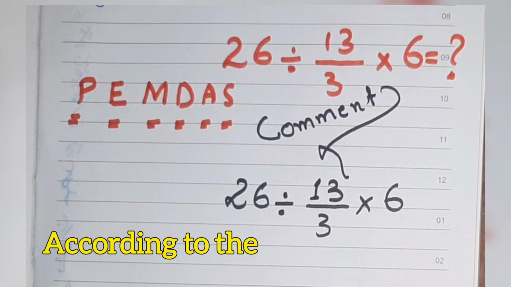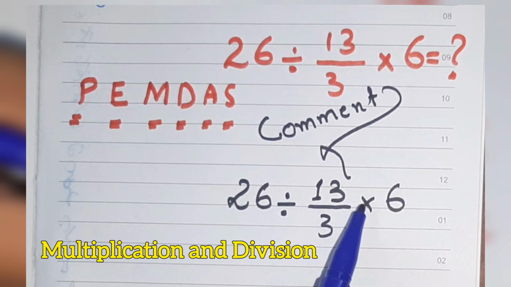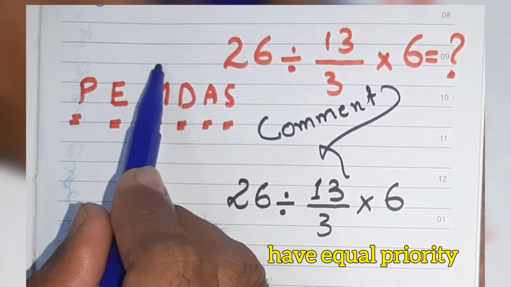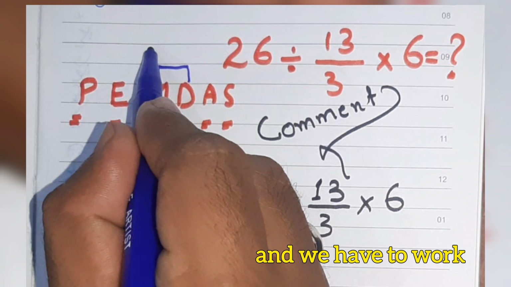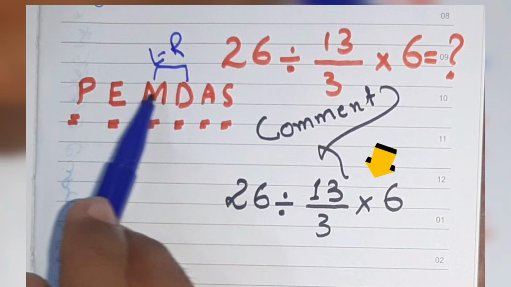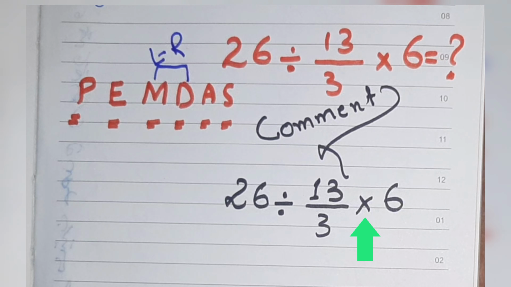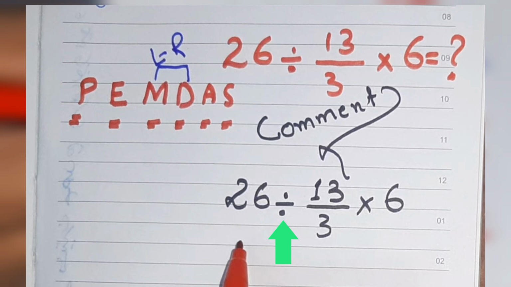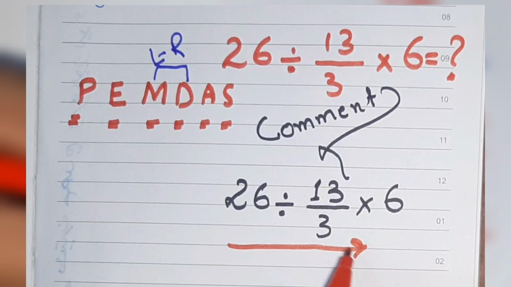All right. According to the order of operations, multiplication and division have equal priority, and we have to work from left to right. So here, first, we have to do this division, then this multiplication. If we do this multiplication before this division, it is wrong. So first we have to do this division.